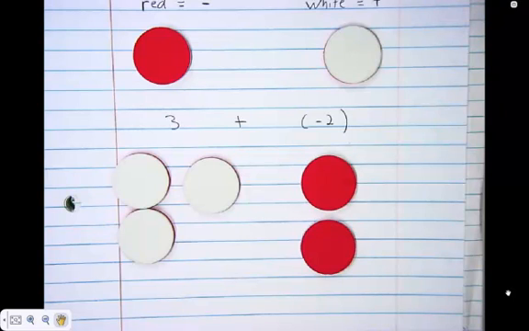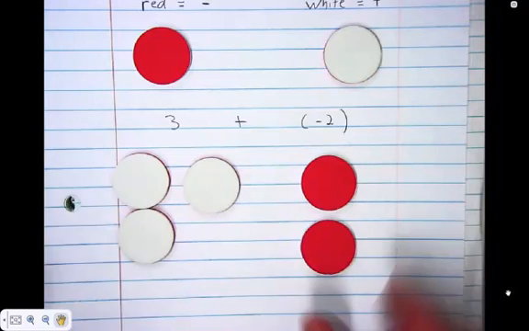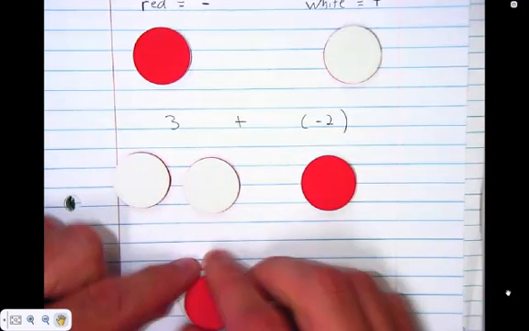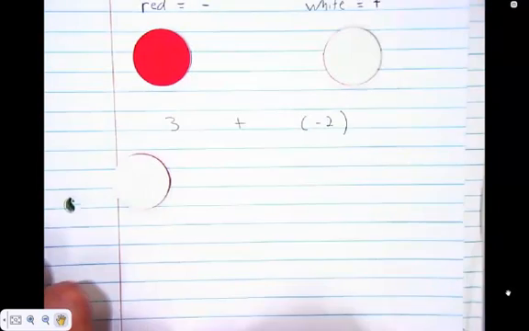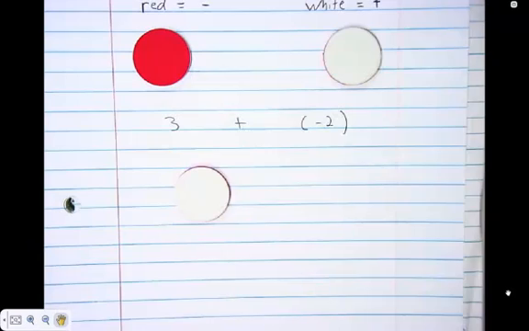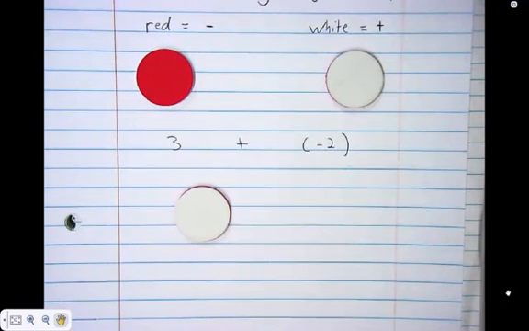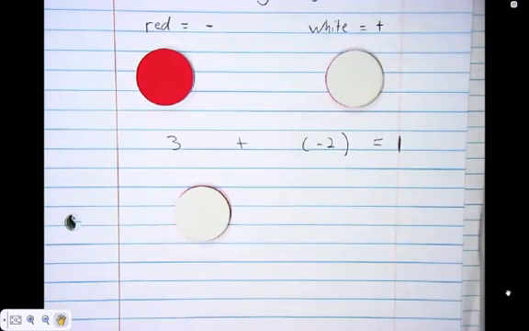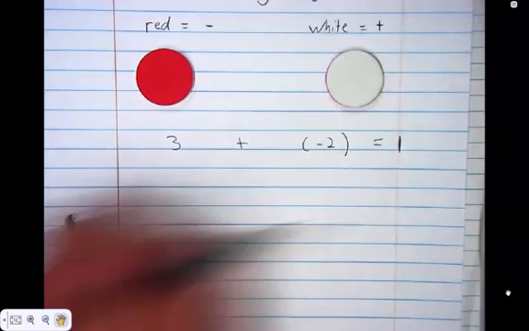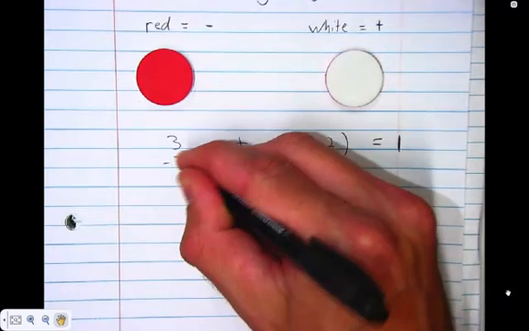You can almost think about this like a fight, like a war. So if you had 3 people and 2 people getting into a fight, what's going to happen? Well, these two are going to pair off and take care of each other and go away, right? Then the one that's left is going to be standing. What did we say white was? Positive. So our answer would be positive 1.